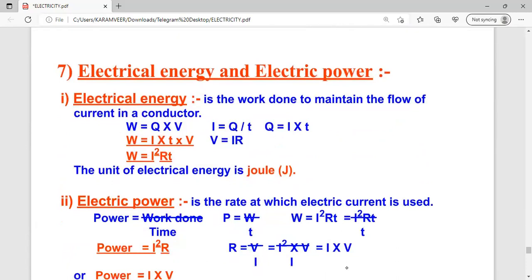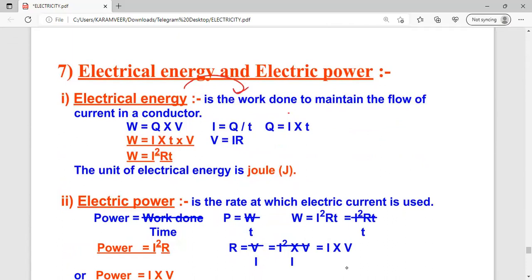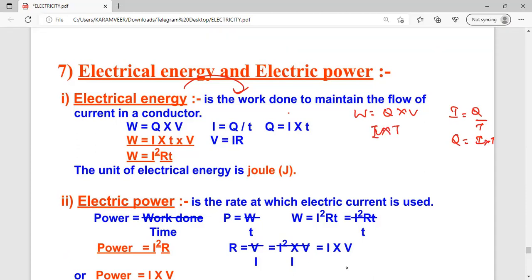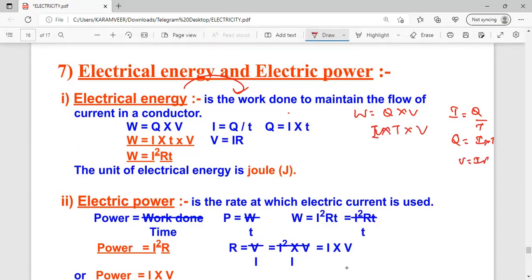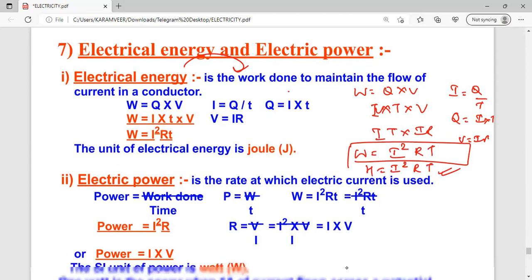Now, electric energy and electric power. Electric energy is the work done to maintain the flow of current in the conductor. It is basically how much work is done, the capacity to do work. Work done is equal to charge into potential. And I is equal to Q upon T, so Q is equal to current into time. So I into T into V. V is equal to IR, so we get IT into IR. So I square RT is equal to work done. That work done is stored in the form of heat, equal to I square RT. That is called Joule's law of heating too.